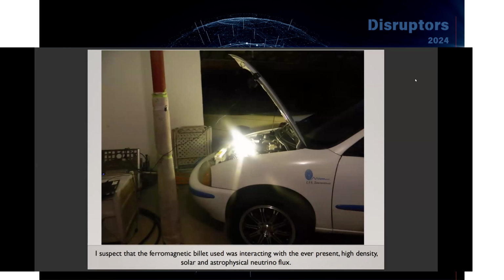Brian, I'll read what's on the last slide, which shows the light on in the front of this car. What is written is, I suspect that the ferromagnetic billet used was interacting with the ever-present high-density solar and astrophysical neutrino flux. We've entered a neutrino era. It's going to be incredible. It doesn't have any exhaust. It looks like it has no intake because it's invisible and it goes right through us all. But with the right magnetic conditions, you can do it.